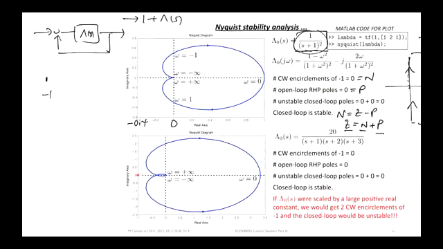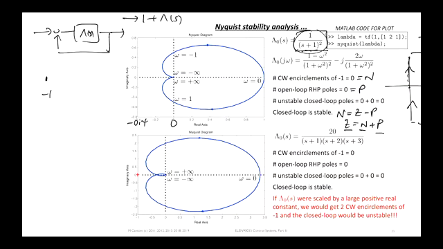Okay, let's just look at this example and then we'll finish off. So let's suppose we're dealing with this as the open loop transfer function now. It has 3 poles. They're all in the left half plane, -1, -2, -3. So P, which is the number of open loop poles in the right half plane, is again equal to 0.